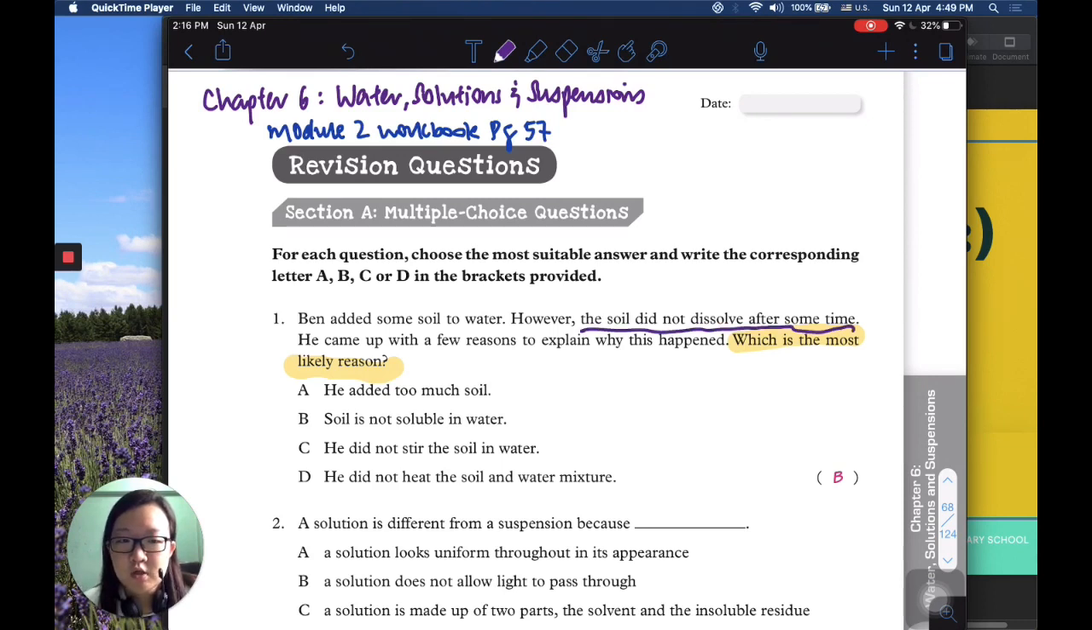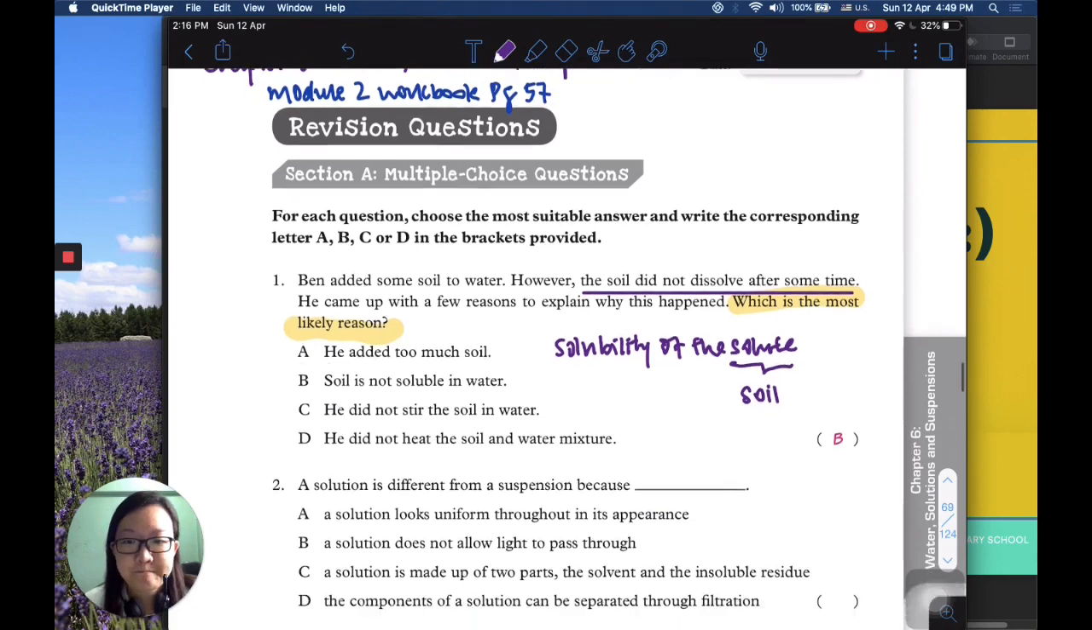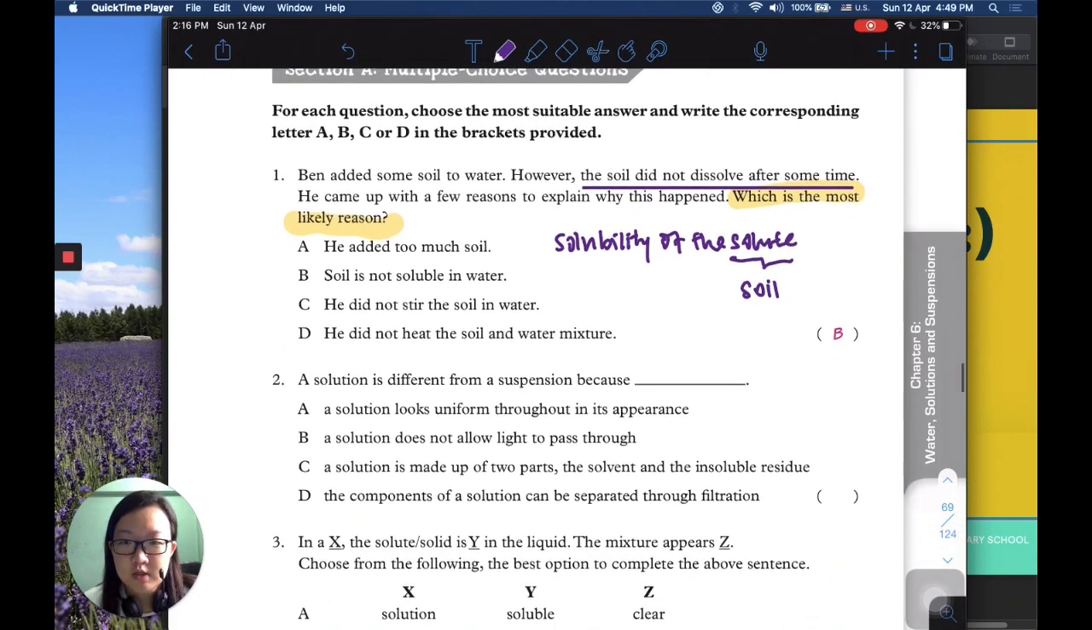because it says that soil did not dissolve after some time. So over here again, let me bring you to your memory of the concept of solubility. In this case, we say that the solubility of the solute, which is soil in this case, is very low because it does not dissolve even after some time. Quite a simple question.